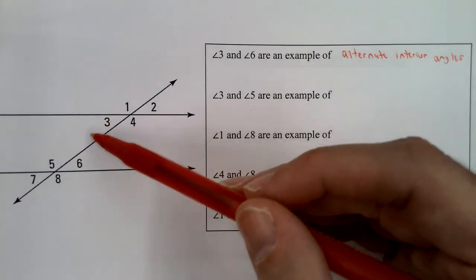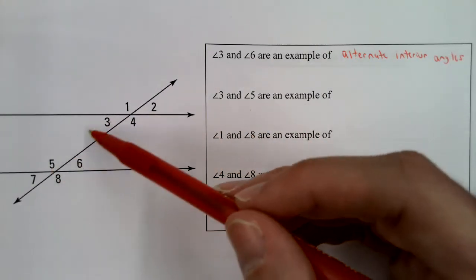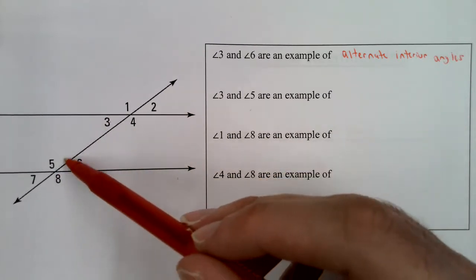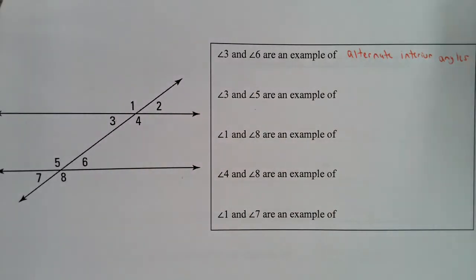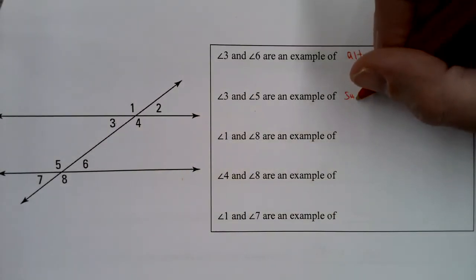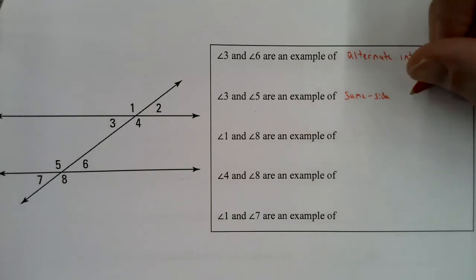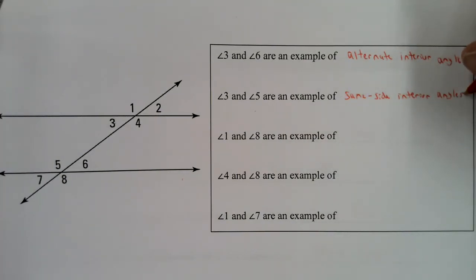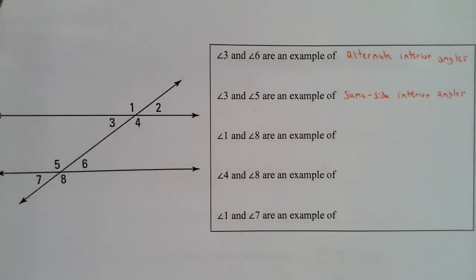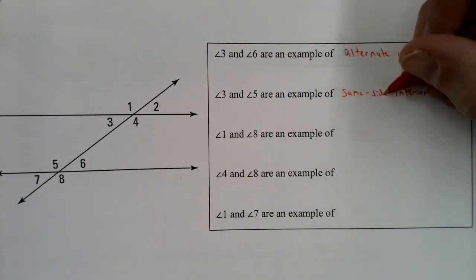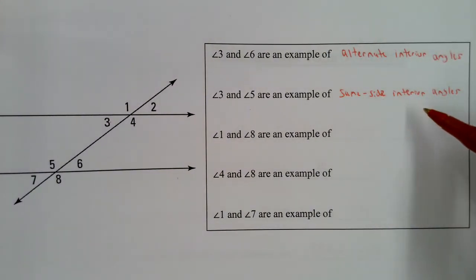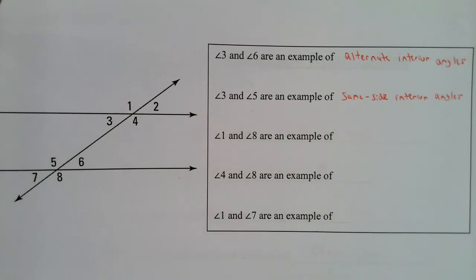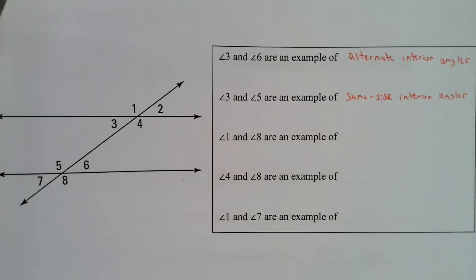3 and 5, those are inside the two lines being intersected, and they're on the same side of the transversal. So those are called same side interior angles. You might also hear them referred to as consecutive interior angles. So same side interior angles or consecutive interior angles is how you'll hear that called.